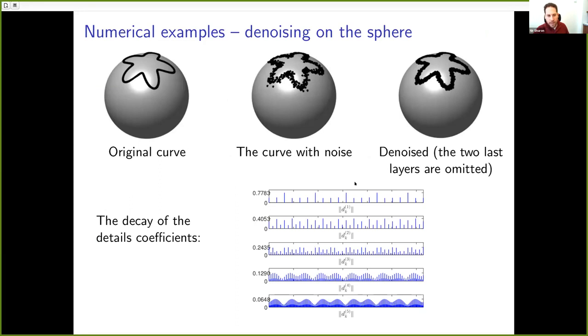And here, for example, is some original curve. If we sample it with noise, by discarding the last two layers, we can get a much smoother, denoised curve. We have some other interesting examples of denoising too. And interesting is the decay of the detail coefficients. This is something that we actually proved: using our pyramid scheme, the detail coefficients decay, and they also carry some information, as I stated before.